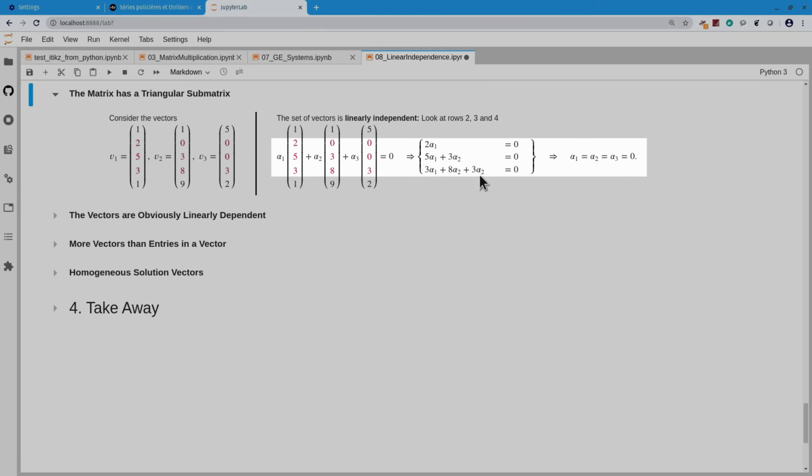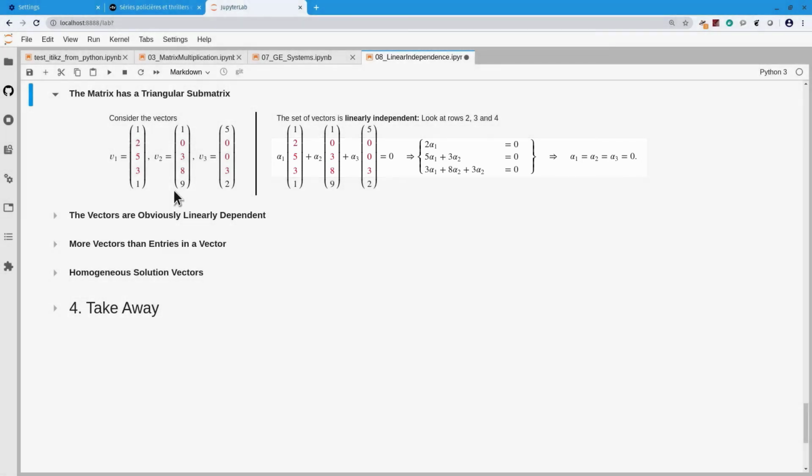That forces alpha 3 equals 0, and therefore I have a unique solution, all the alphas equal to 0. So the moment I have a triangular submatrix in my vectors, I know the vectors are linearly independent. Super special case: if the submatrix is not just triangular but diagonal, my vectors are linearly independent.